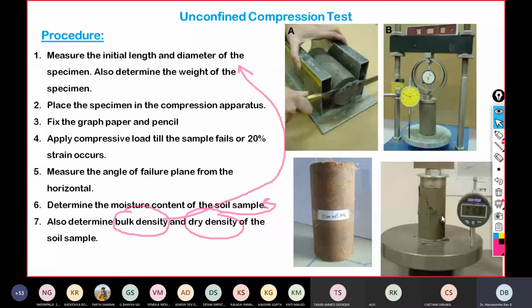Here also you can see the failure plane. So this is the failure plane. Clear? The failure plane is always inclined in direction, preferably diagonal. But diagonal failure normally happens when you apply either axial stress alone or axial and lateral stress together.